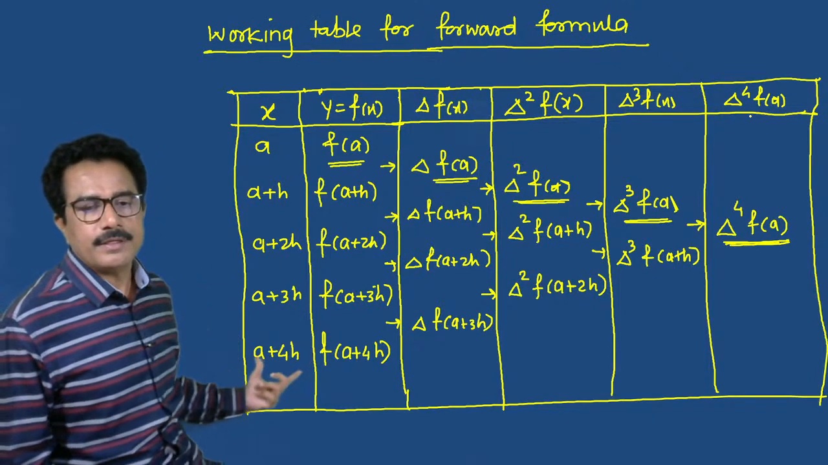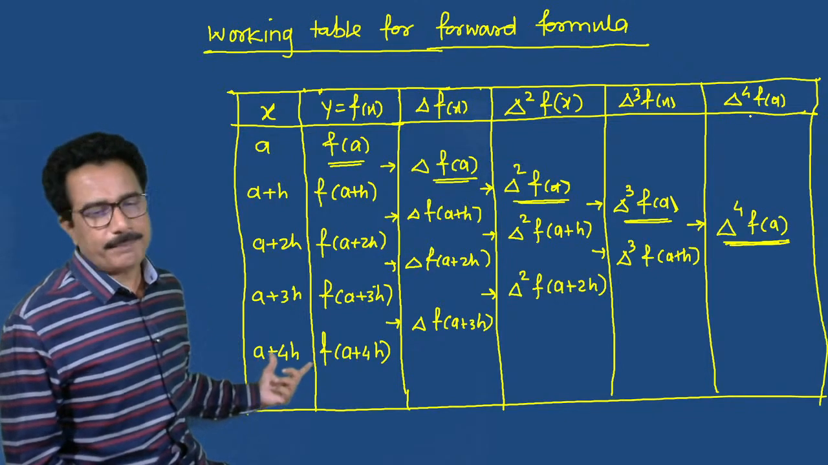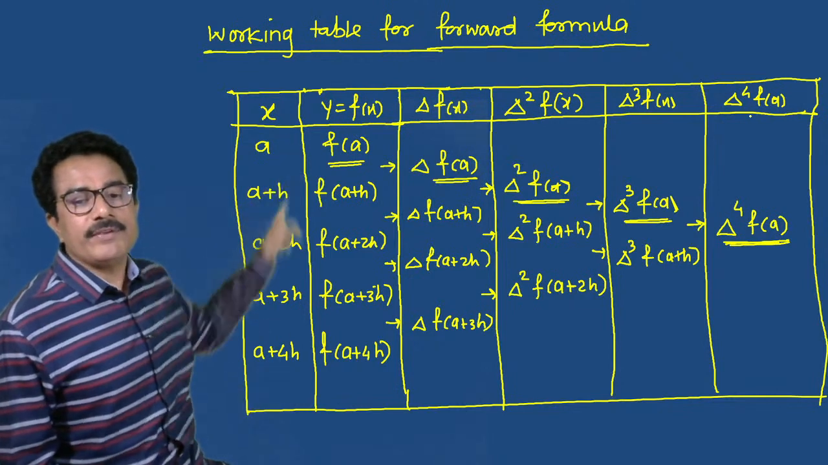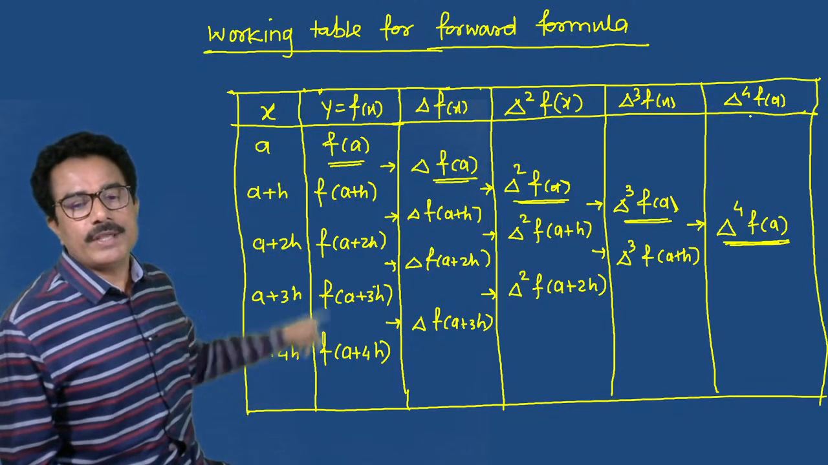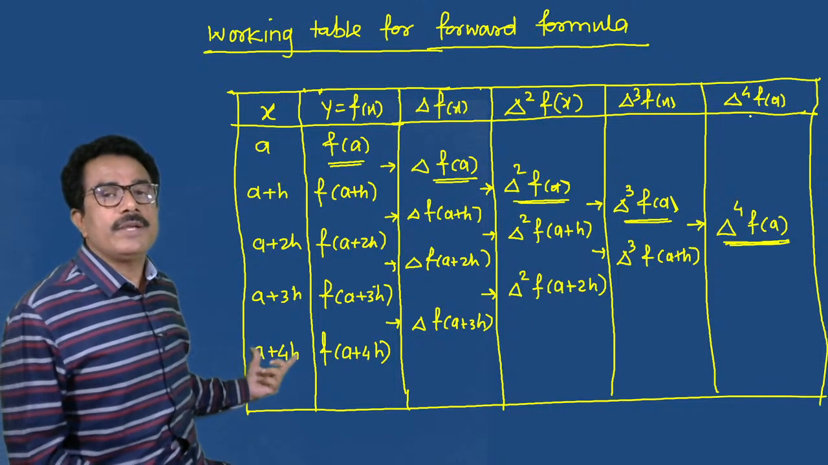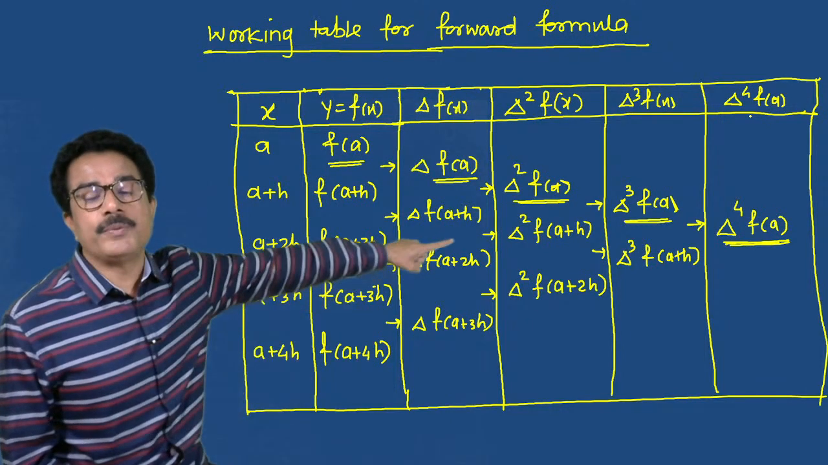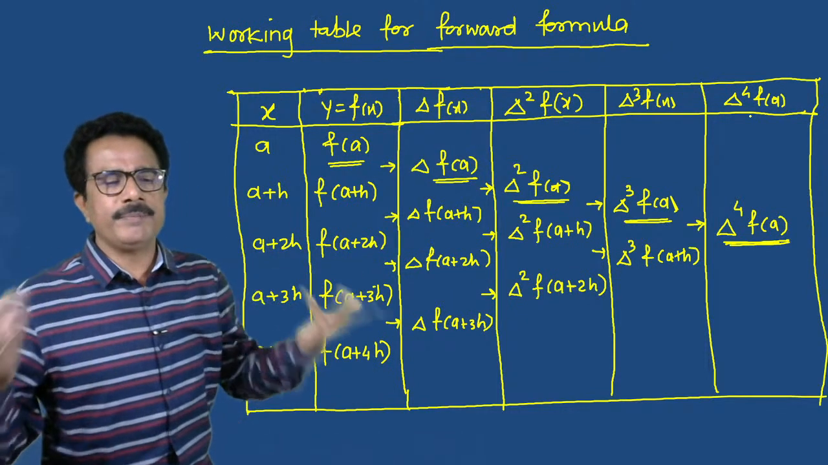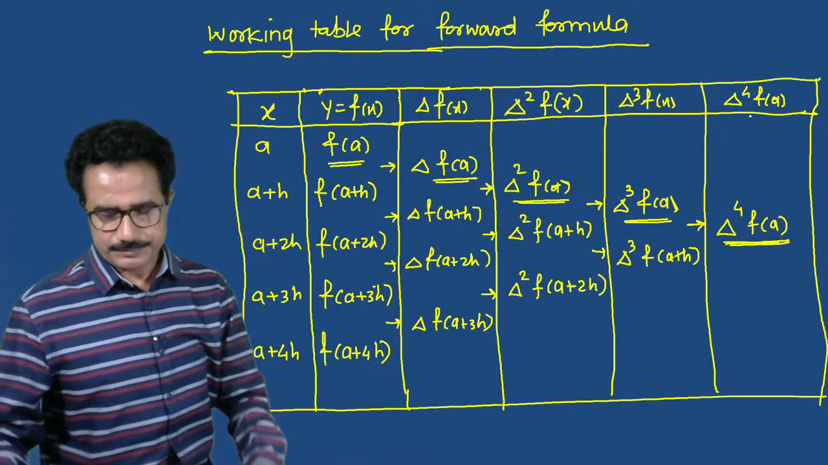हाँ ओके प्रणीत मुळे, व्हेरी नाइस. There are 5 entries. If there are 5 entries given or 5 arguments are given, then its fourth difference is definitely constant and fifth difference will be 0.